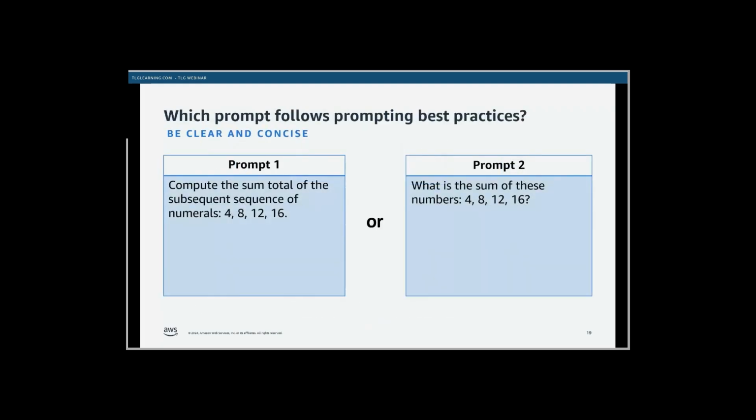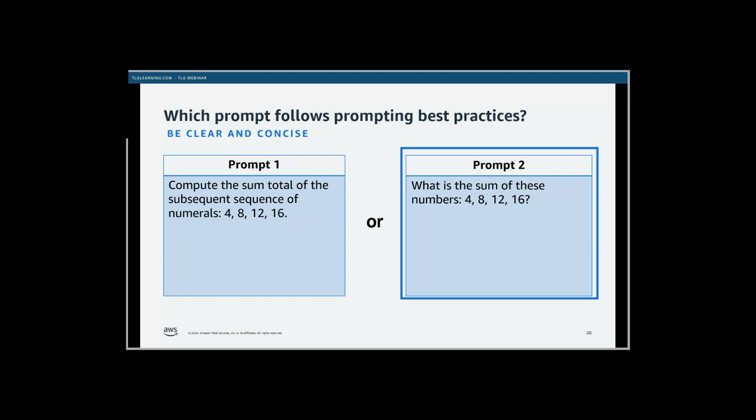So we'll look at some prompts to see which of these demonstrates our best practices. One of our best practices was be clear and concise. I'll give you a few seconds here. Examine prompt one and prompt two. Which one demonstrates being clear and concise? You have the answer now? If you chose prompt number two, then you're correct.